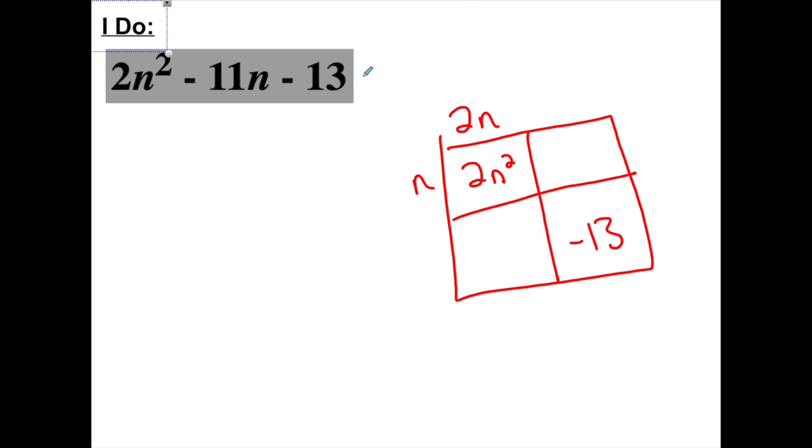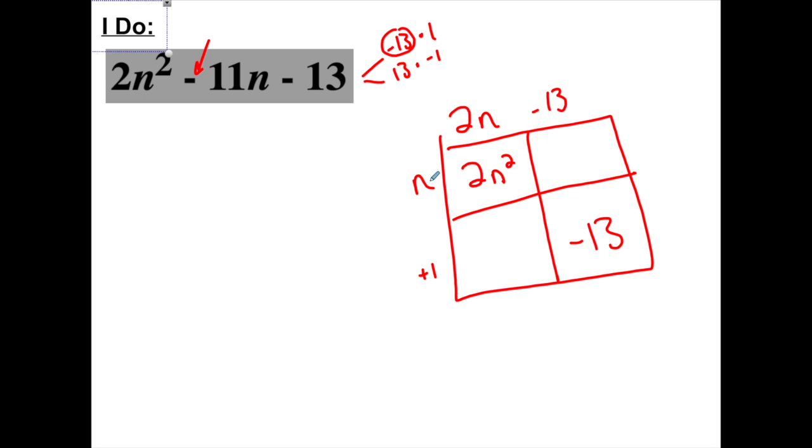How do I get negative 13? Well, there's only one way. Well, I guess you could think about it as two ways. Negative 13 and 1, or 13 and negative 1. But I'm going to choose the negative number because notice that I have negative 11 here that they're supposed to add to. Now, we got to be careful. If I put negative 13 here, when I multiply by 2, right, I get negative 26. That's way too far away. I'm never going to be able to pull it back down to negative 11. So I'm going to put my negative 13 here, and I'm going to put my positive 1 here.